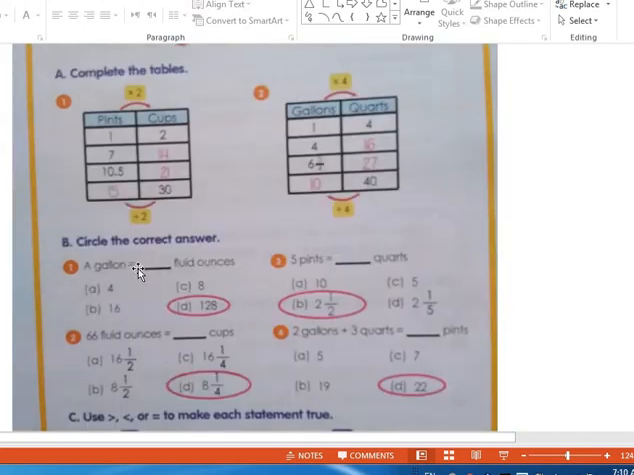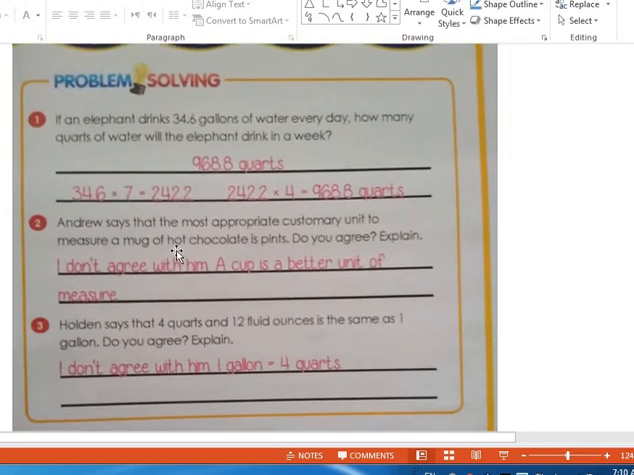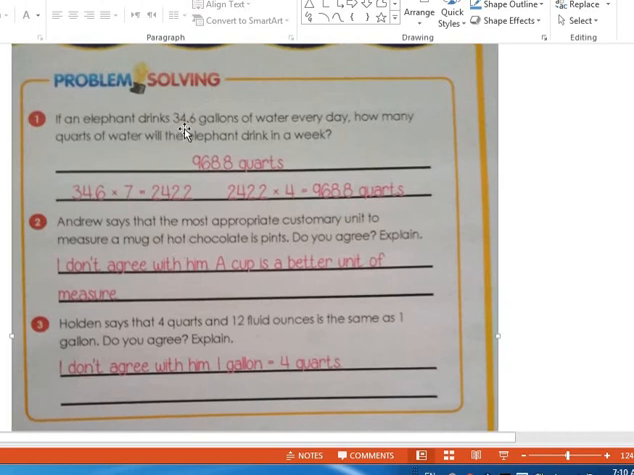Okay, by this I want to give you problem solving also. If an elephant drinks 34.6 gallons of water every day, how many quarts of water will the elephant drink in a week? What do you think? Can you convert the gallons into quarts, and also do what? I have 2 steps, and calculate how many gallons does the elephant drink for 7 days.